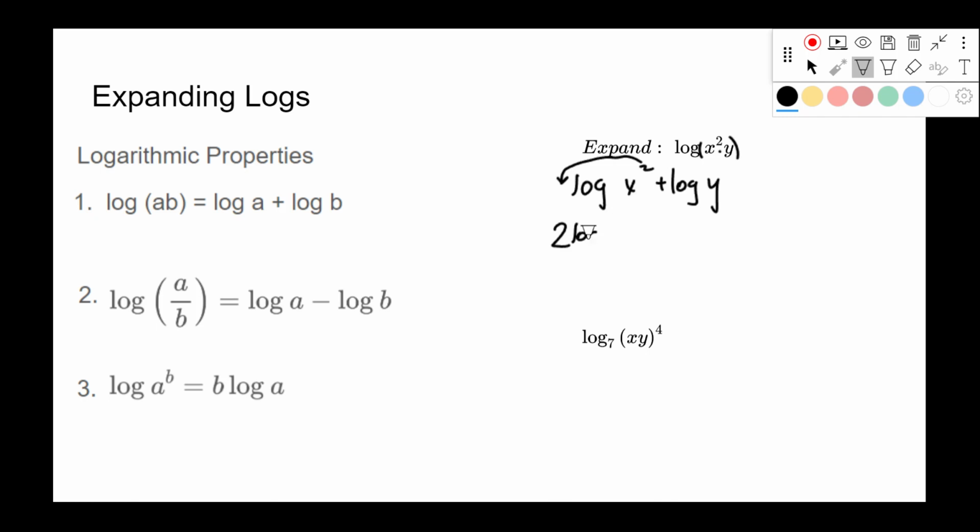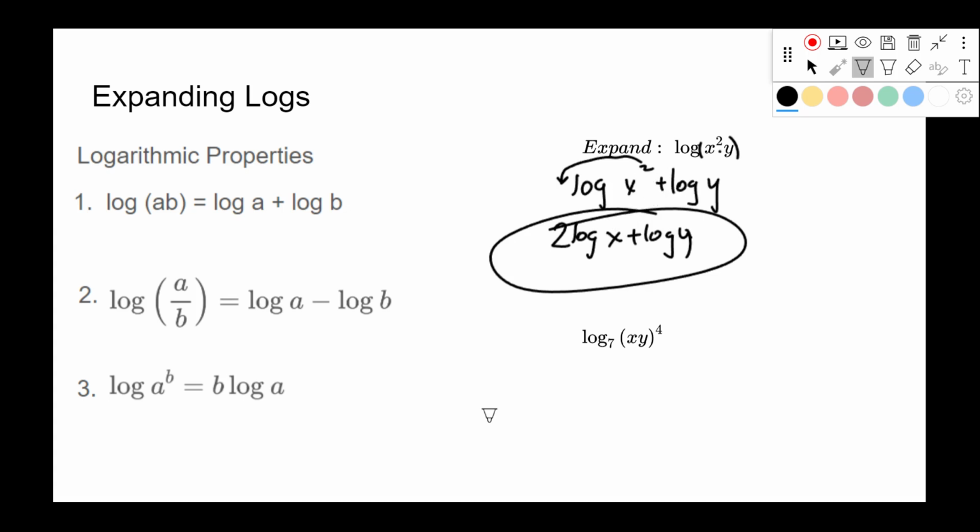So I can write 2 log of x plus log of y. And that's the answer. I've expanded this and written as much horizontally as I can. If there are things that you can evaluate here, which there will be a little later on, you would have to evaluate them. But for now, there's nothing here to evaluate. You can't actually get a numeric answer for anything. So we just leave it.